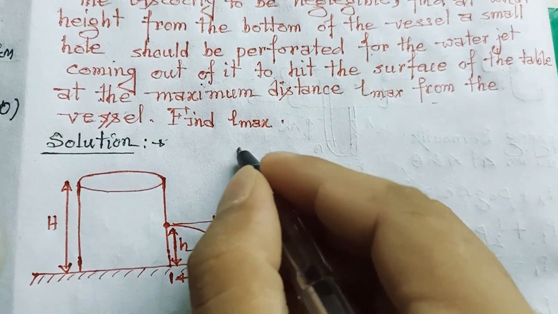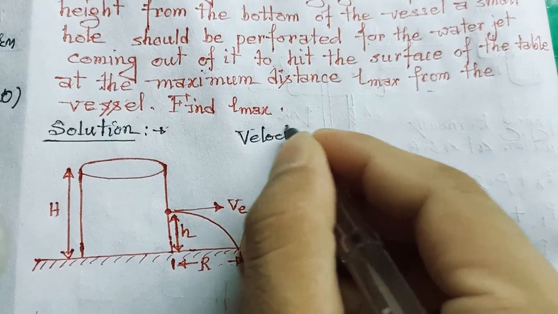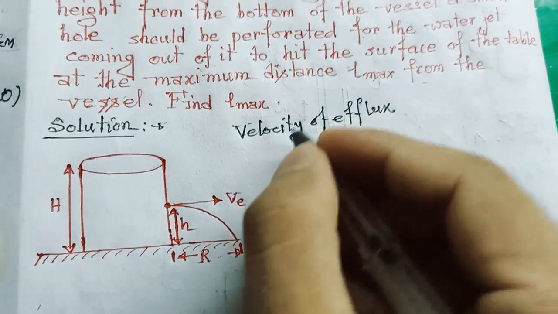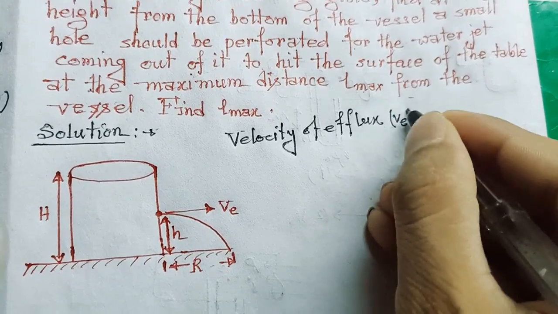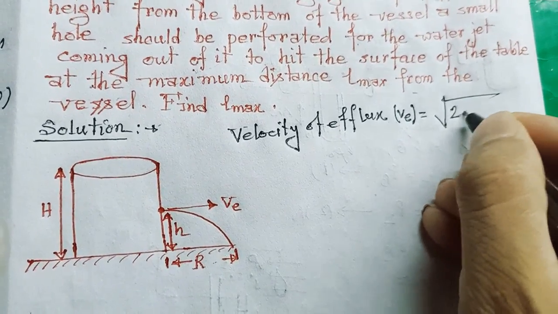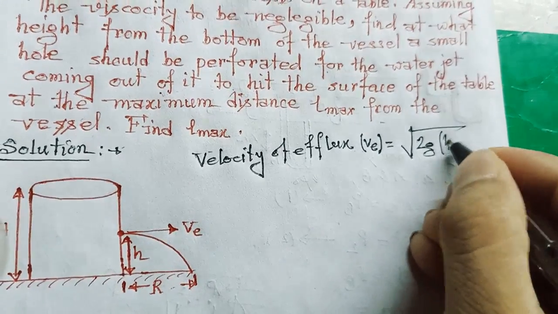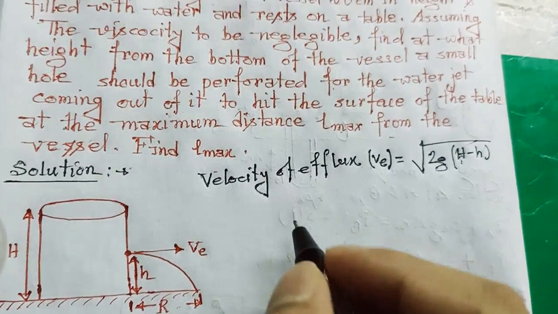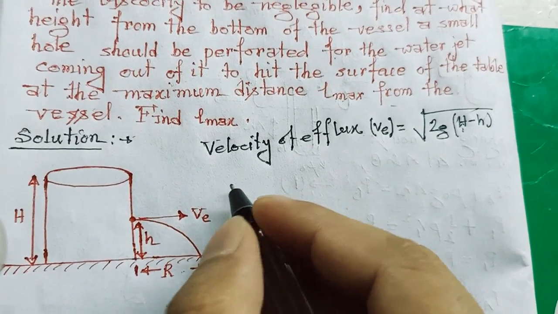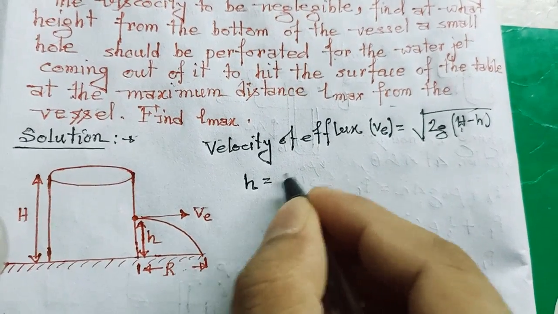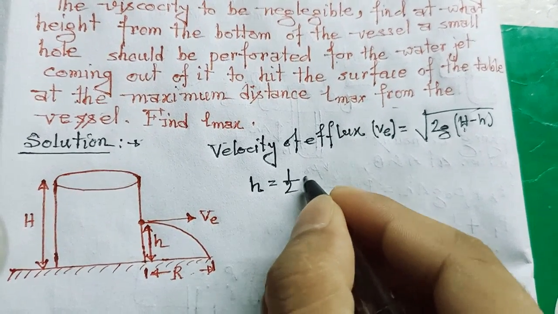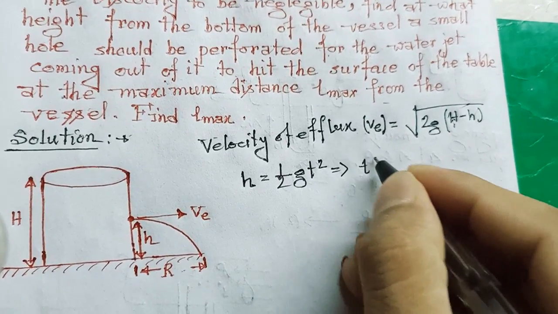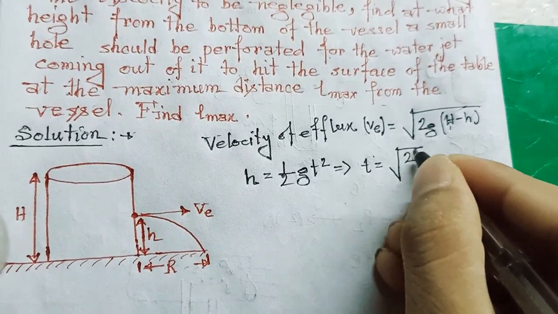Now as we know, the velocity of efflux v is equal to under root 2g times capital H minus small h. Now the time taken: the height is given as h equal to half g t square. So from this equation we can find the time. So t equals under root 2h divided by g.